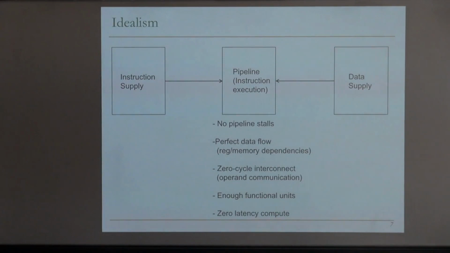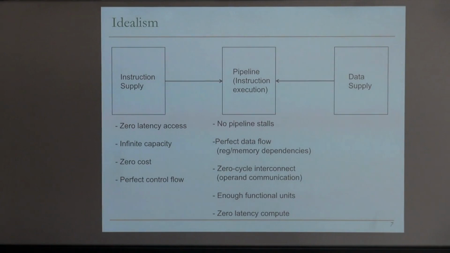It doesn't stall. It has perfect data flow, register and memory dependencies. The data movement doesn't take time, zero cycles. Enough functional units such that you can exploit the parallelism. And zero latency computation. That's the idealism over here. And we tried to get closer to that ideal in digital circuits when we covered different execution paradigms, for example. Instruction supply, we covered that also in digital circuits more. Ideally, you want to get the data from the cache, or memory, very quickly. You get infinite capacity, such that you don't run out of space for programs, zero cost, and perfect control flow.